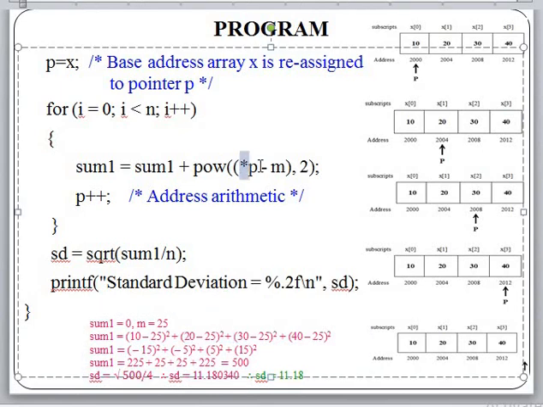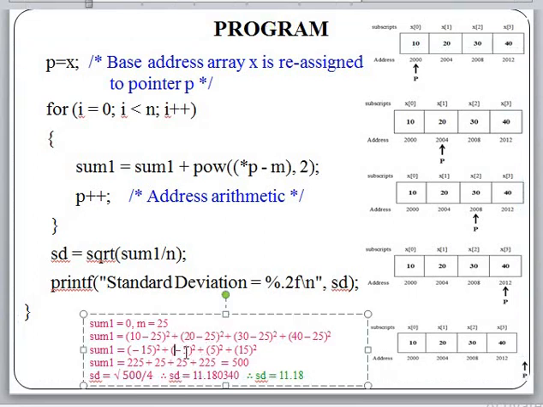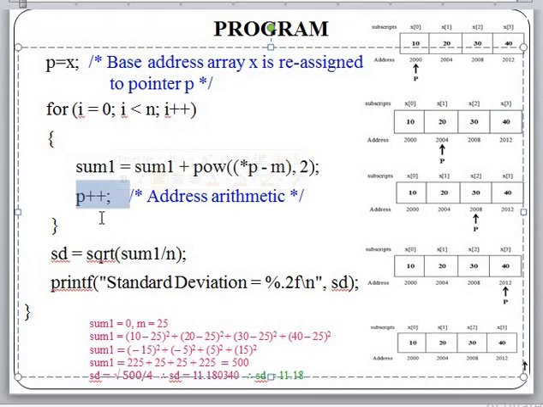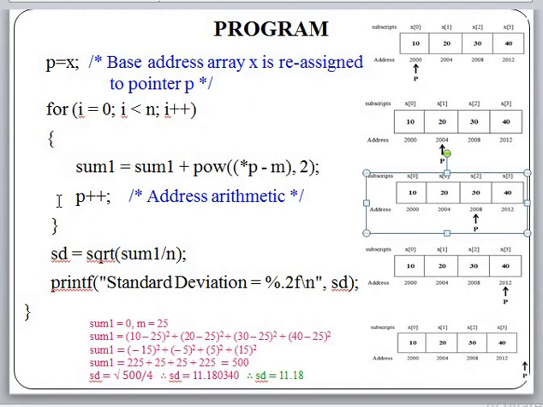The pointer pointed location is 20 and m is 25, as you know. So 20 minus 25 whole square. It is altogether minus 5, which squared is nothing but 25. So altogether we can say sum 1 right now is 250. 225 plus 25 is 250. Then p plus plus: currently it is pointing to 2004. So p equals p plus 4, that is p equals 2004 plus 4, it is 2008. So it is pointing here now.